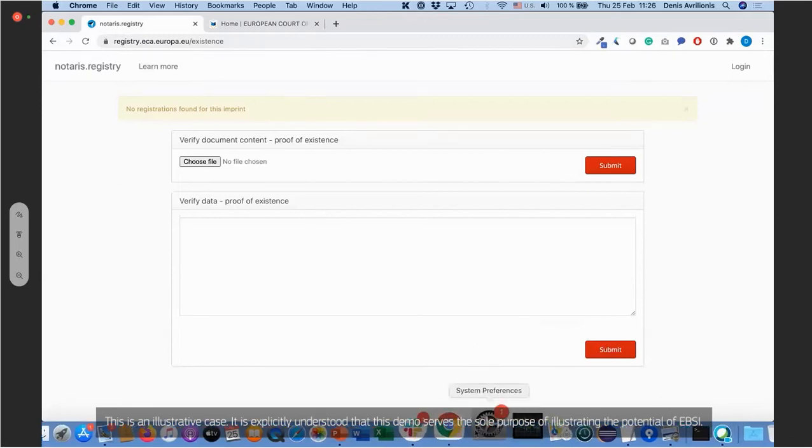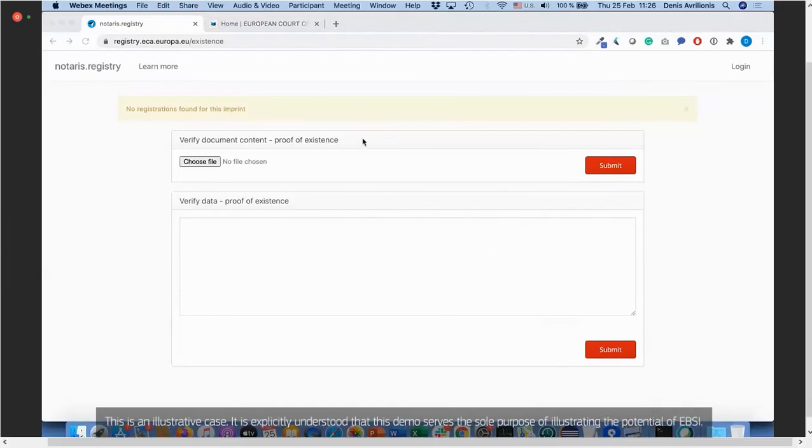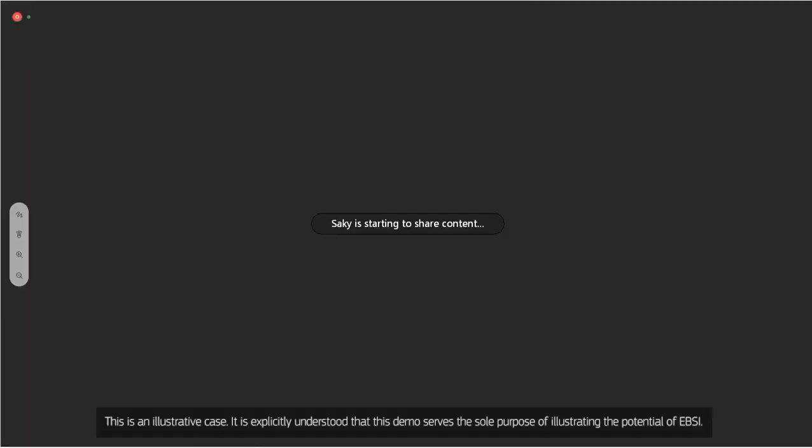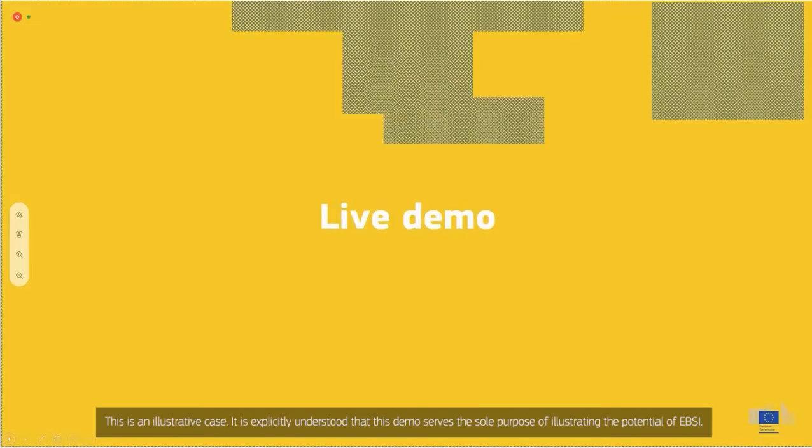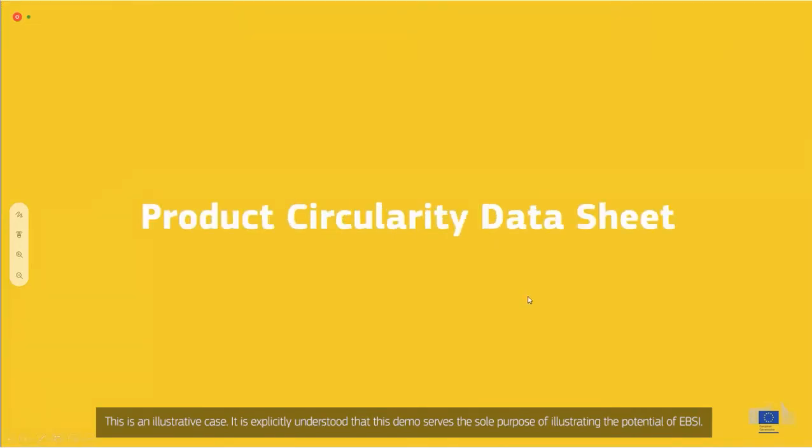So now I would invite, and maybe Saki, you can switch to your slides. I would invite Mr. Jerome Petri from the Ministry of Economy of Luxembourg. So Jerome is Luxembourgish, and he has a background as a physicist and MBA. He worked 15 years in the electronic industry before joining the Ministry of Economy of Luxembourg in 2018. And at the ministry, he's in charge of circular economy projects, and he's leading the product circularity data sheet initiative that he is going to present to us now. So, Jerome, the floor is yours.